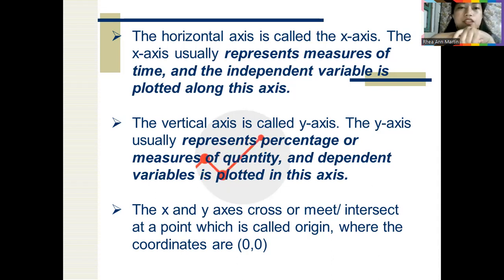Okay? So while in the vertical axis, yung patayo, it represents measures of quantity and the dependent variable. So the dependent variable needs someone and it is controllable. Dependent. It does not stand alone. Dependent. Parang kayo. Dependent kayo sa pamilya nyo. So you order for you to survive. That is the dependent variable.